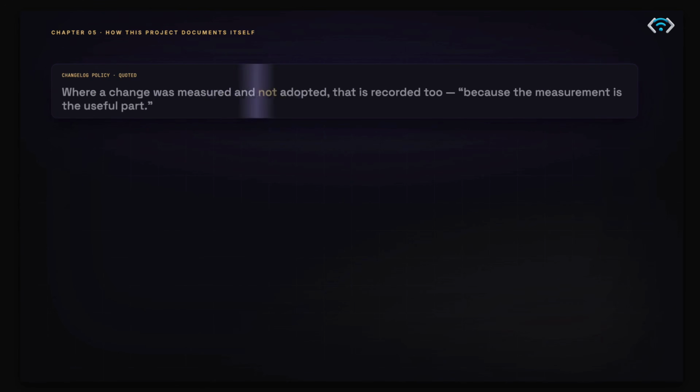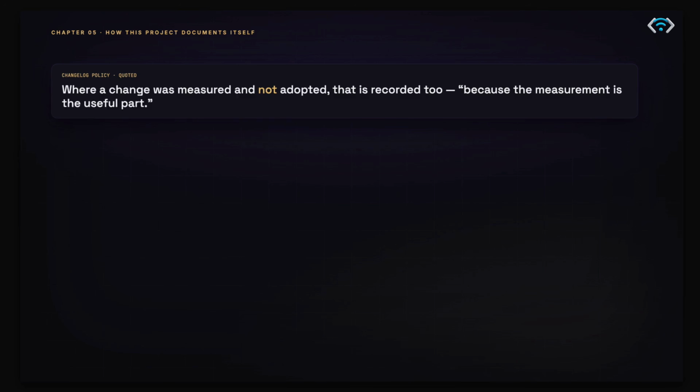The engineering culture, and today's confession. I want to spend 2 minutes on how this project documents itself, because it's the part that most changed my estimate of it. Their changelog states a policy I've never seen written down before: a change that was measured and not adopted is recorded too, quote, "because the measurement is the useful part," and they mean it.